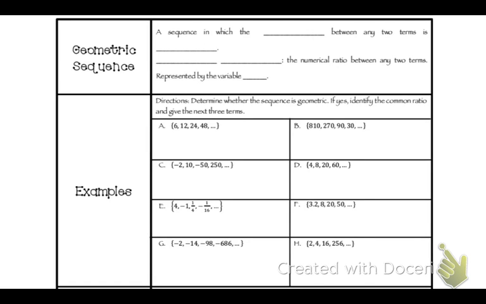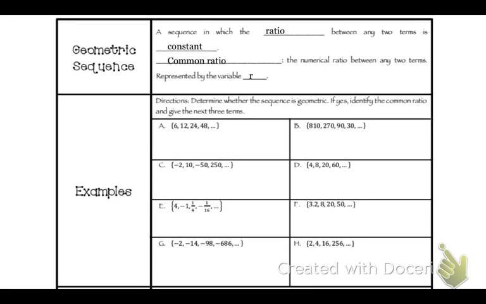So a geometric sequence is a sequence in which the ratio between any two terms is constant. Remember, geometric is when you're multiplying or dividing. The common ratio is the numerical ratio between any two terms, and it's represented by r. For the following, first we want to determine whether it's geometric or not, and if it is, we want to find the ratio and find the next three terms.